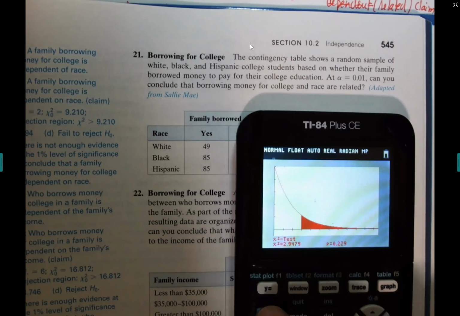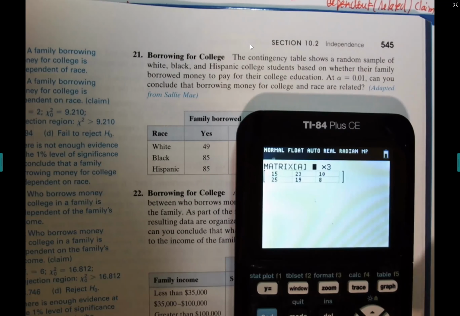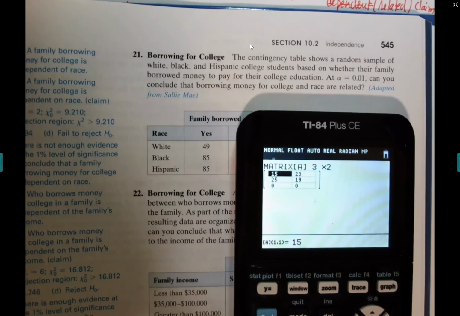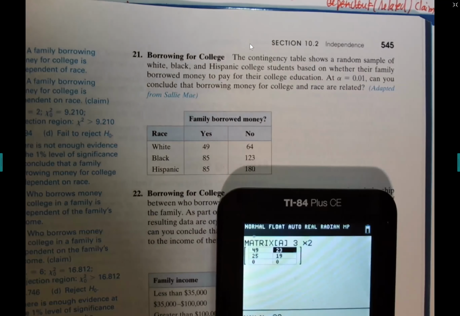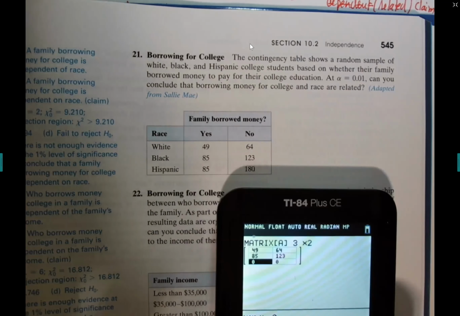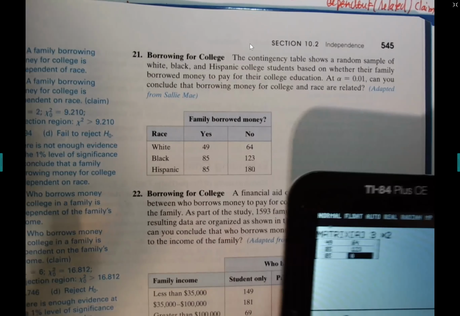So we're just going to go to second, x inverse, edit. Okay, and we need 3 rows, guys, and 2 columns. And just enter the data. 49, 64, 85. What do you guys think? Is there a relationship between race and whether people borrow money? Probably. And this is an issue of equity here. 85, 180.